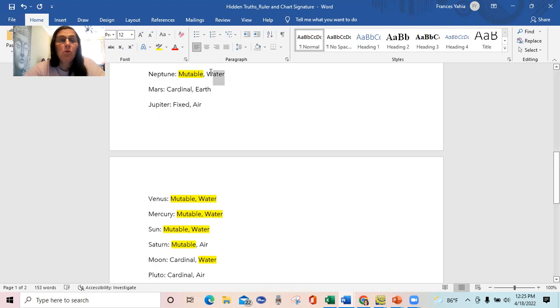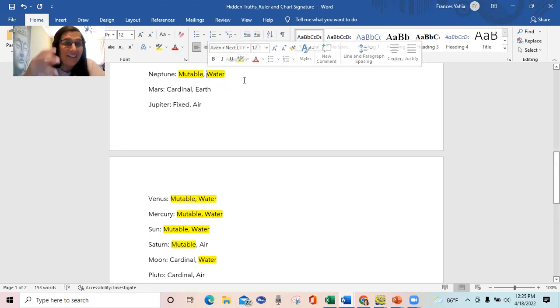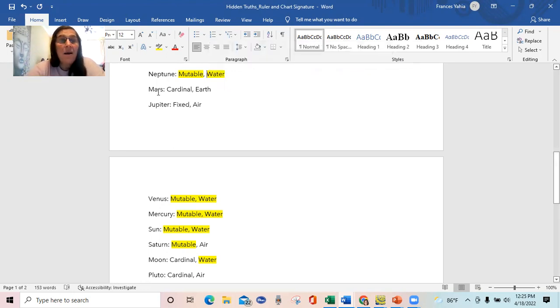Which is mutable water. And mine is mutable water at the end. That's why I have those highlighted. My Mars is in cardinal earth. You should know if you hear cardinal earth, it's Capricorn. My Jupiter is in fixed air. You should know if you hear fixed air, it's Aquarius. Venus is in mutable water. Mercury and Sun, all mutable water, are Pisces.